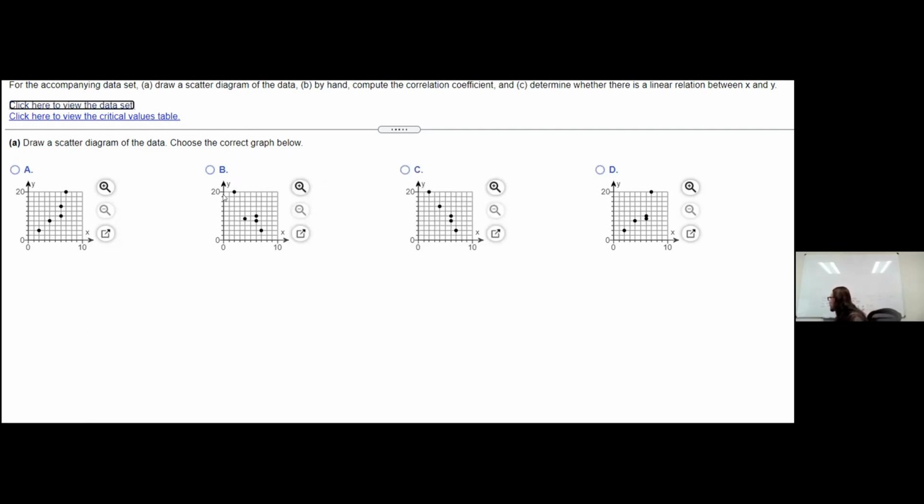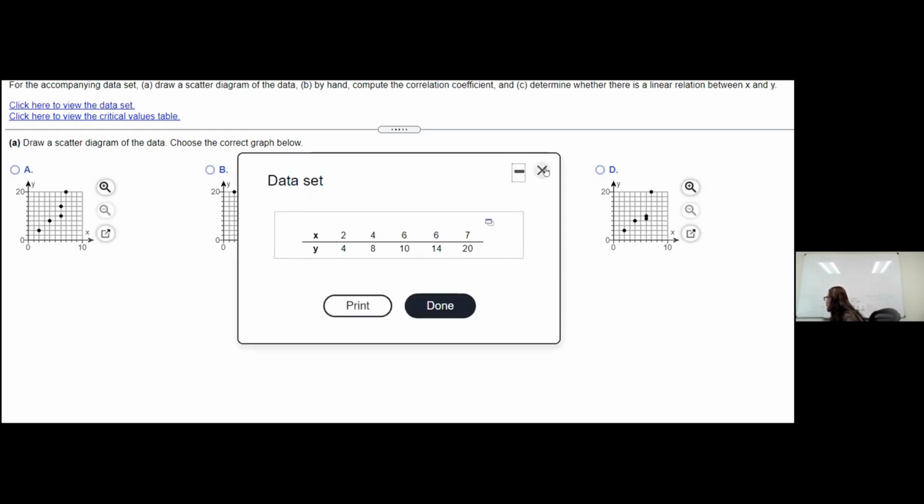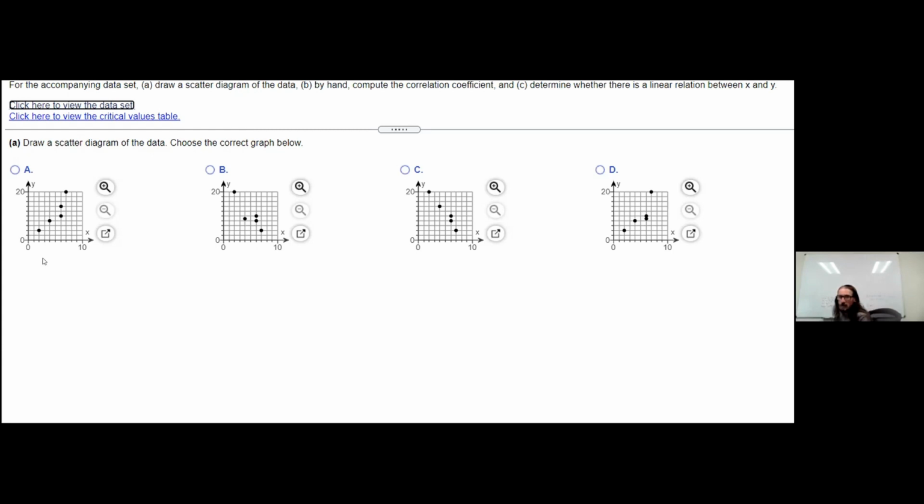Up until this point, I've just been looking at what was in the clickable data set, looked at the x,y ordered pairs, and I've been reading the 4 different graphs, looking for the 5 different ordered pairs, which one has all 5 of those. Turns out it is choice A.